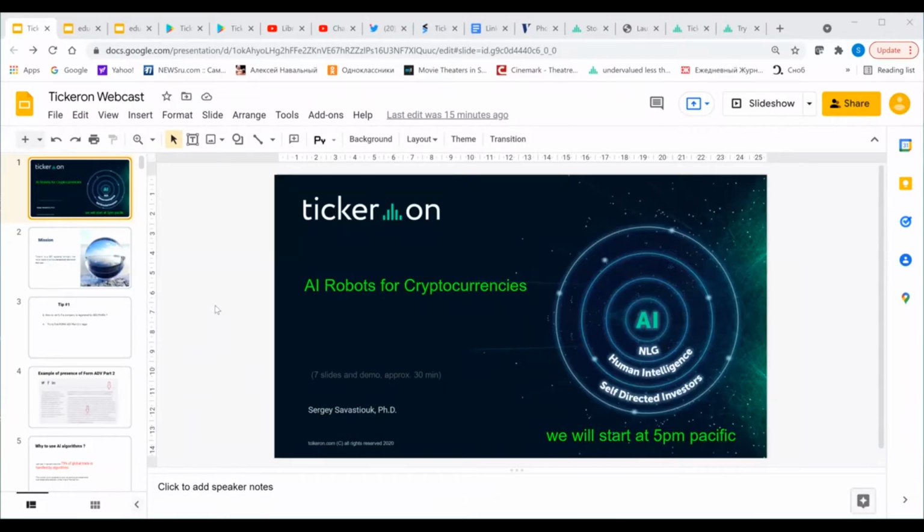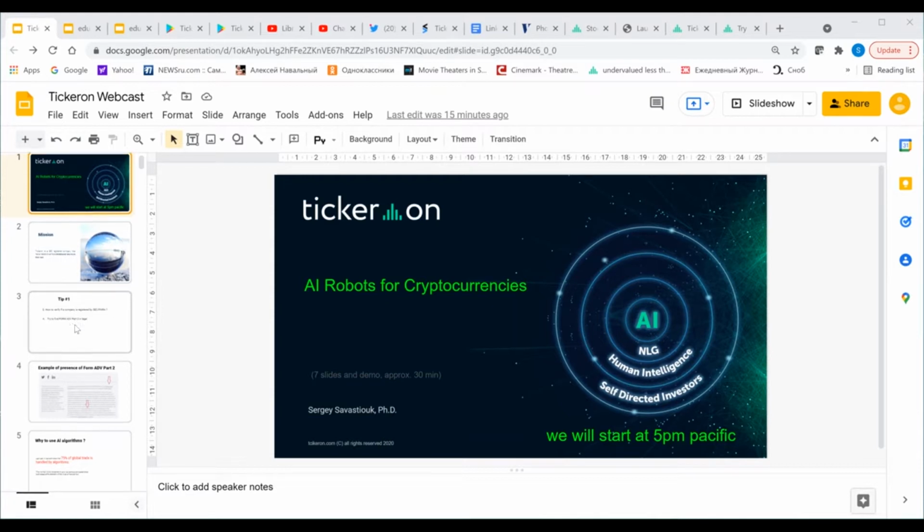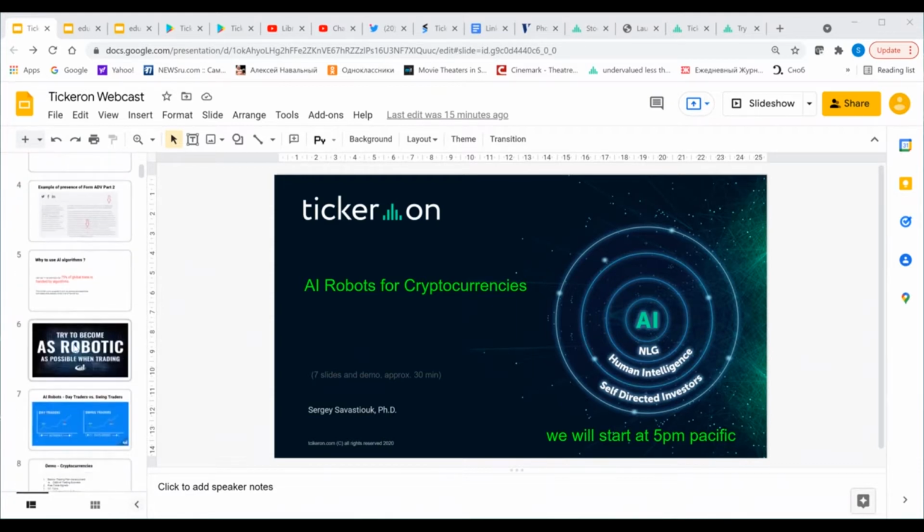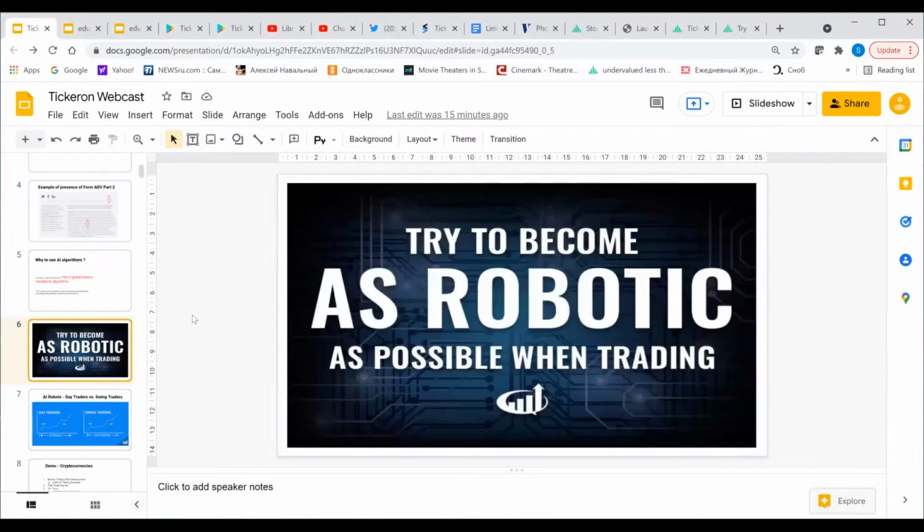Today, I'm going to talk about AI robots for cryptocurrencies. My name is Sergey Savastyuk, and the company is Stickeron. What Stickeron is doing is really helping retail investors to make more money. Here's an interesting slide which says try to become as robotic as possible when trading. So we cut the crap and started building robots.